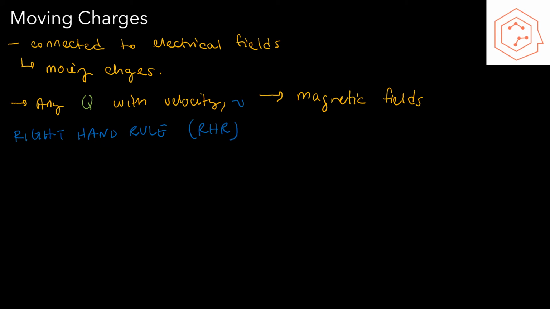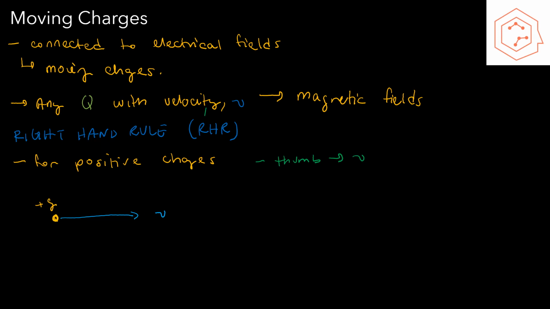So for positive charges, suppose we have our positive charge and it's moving to the right. Then what you do to find the generated magnetic field is that you point your thumb in the direction of the velocity. So we point our thumb towards the velocity, the thumb of the right hand, of course. That's why it's called the right-hand rule. If you do this with your left hand, you're going to get the opposite direction.